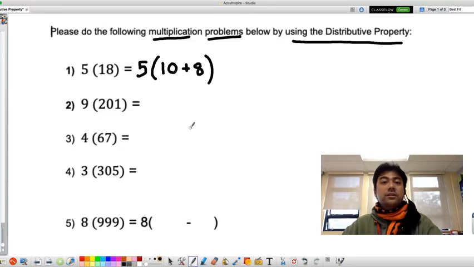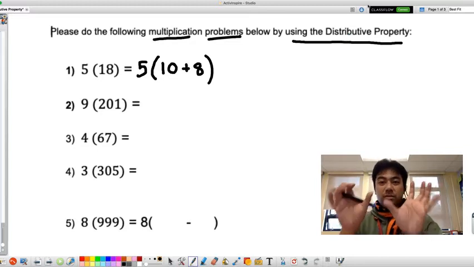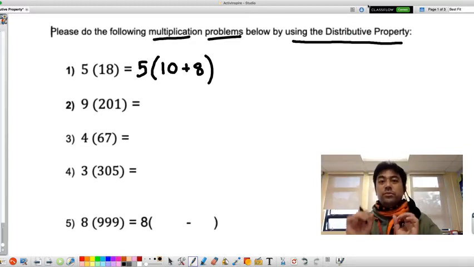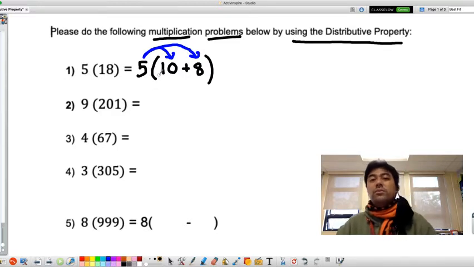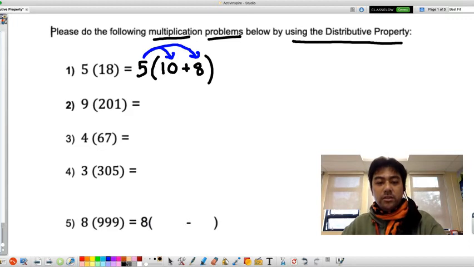10 plus 8. Now, the distributive property, well, the word distribute means to give. Distribute means to give, okay? So I want you to remember that definition, because what we're going to do is distribute the 5 to the 10 and the 5 to the 8. And it's important that when you practice this on your own that you draw the arrows, okay? Then the next thing you're going to do is you are going to multiply, all right?